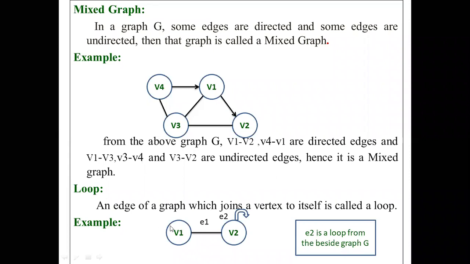Loop. An edge of a graph which joins a vertex to itself is called a loop. In this example, V1 and V2 are vertices, E1 is the edge between V1 and V2, and E2 is the self loop. Here E2 is an edge which joins the vertex V2 to itself. That is called a loop.